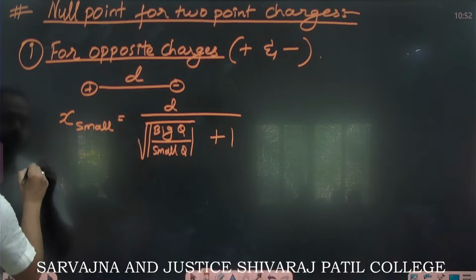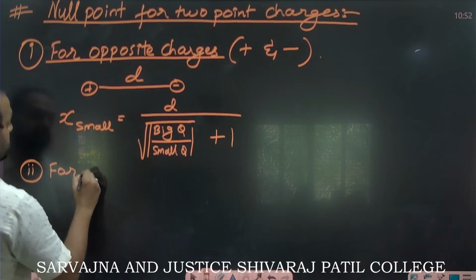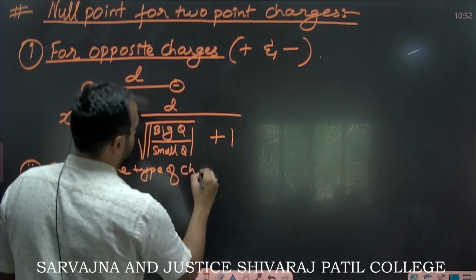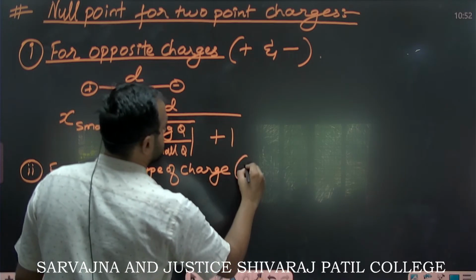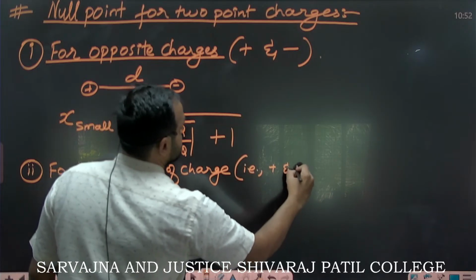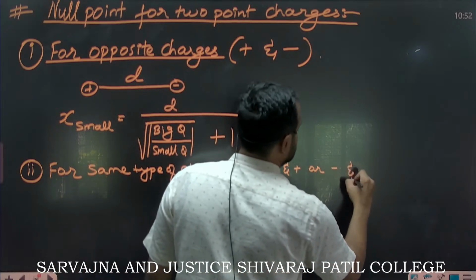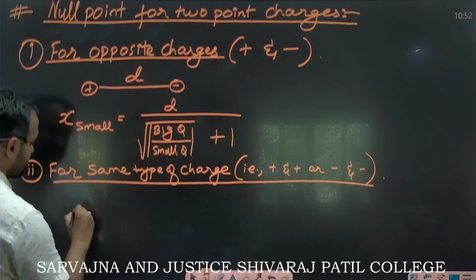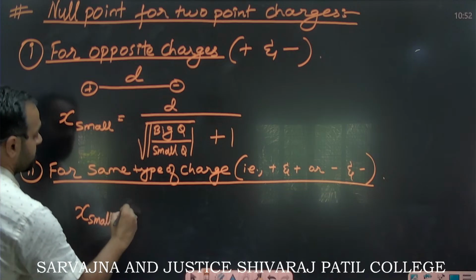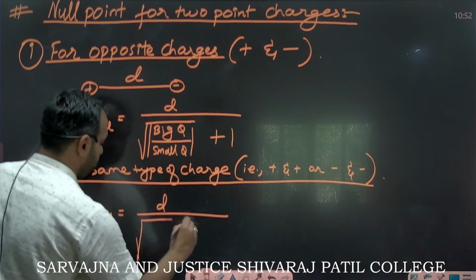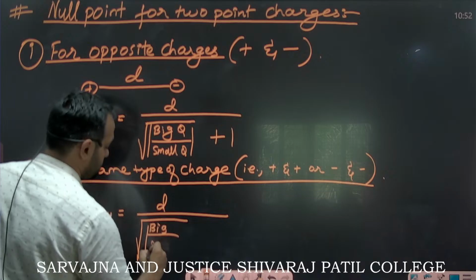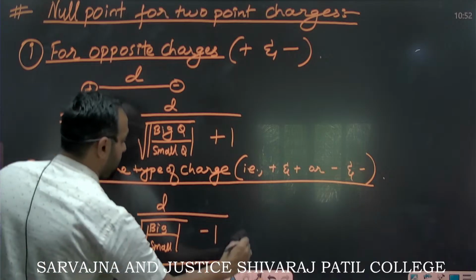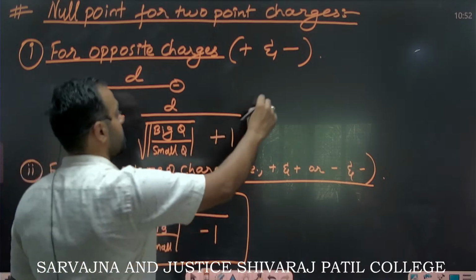Now, for the same type of charges, that is plus and plus or minus and minus, positive and positive or negative and negative, the distance of the null point from the smaller charge will be equal to d divided by under root of big by small minus 1. Okay, quickly here.